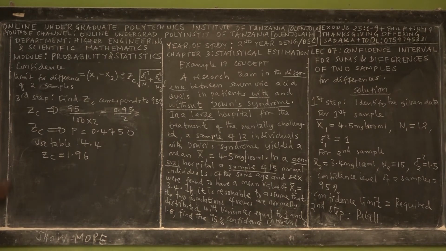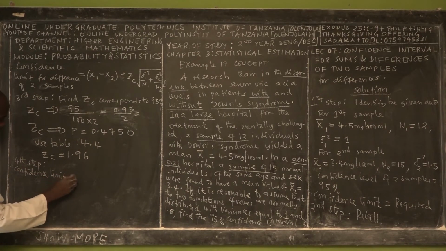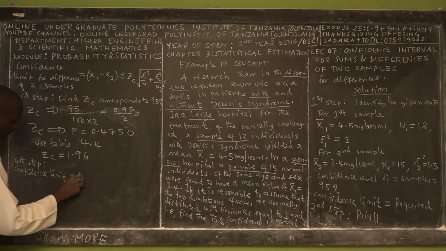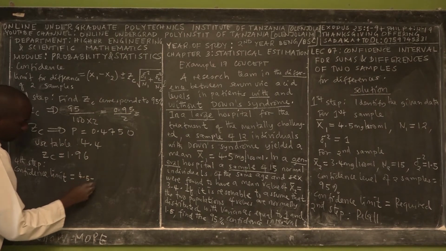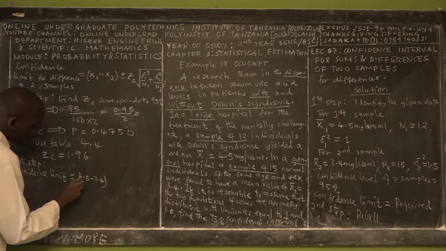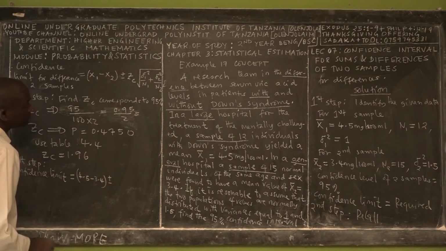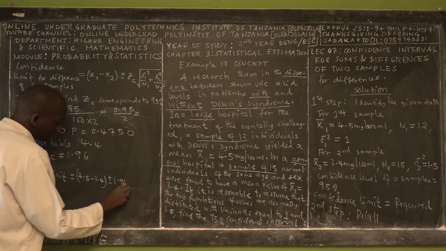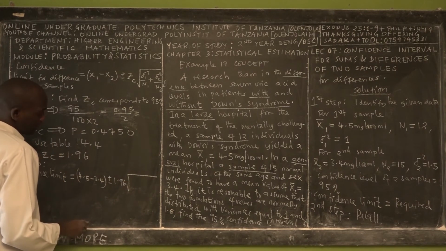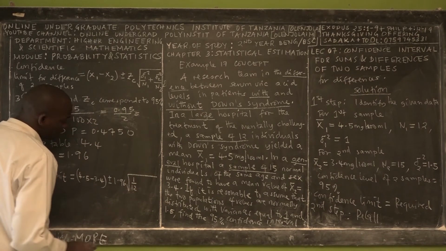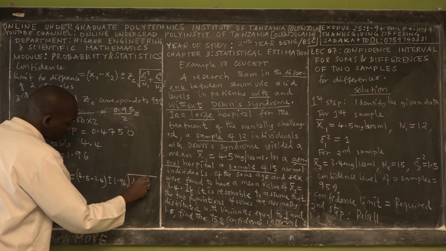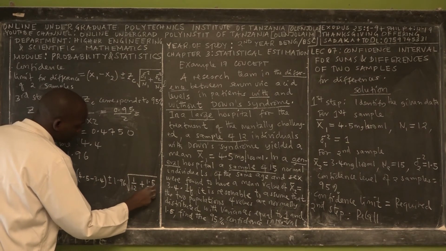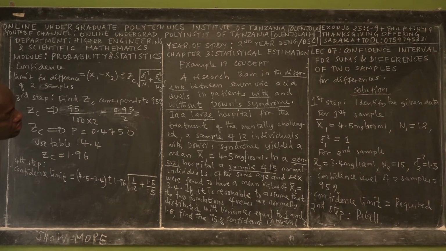So if that's the case, the first step now, we can compute the confidence limit, which is equal to X1, which is 4.5, minus 3.4, plus or minus ZC, which is 1.96, times the square root of variance 1, which is 1, over sample size 1, which is 12, plus variance 2, which is 1.5, over sample size 2, which is 50.